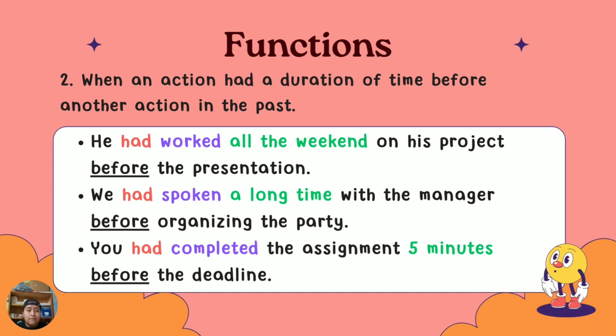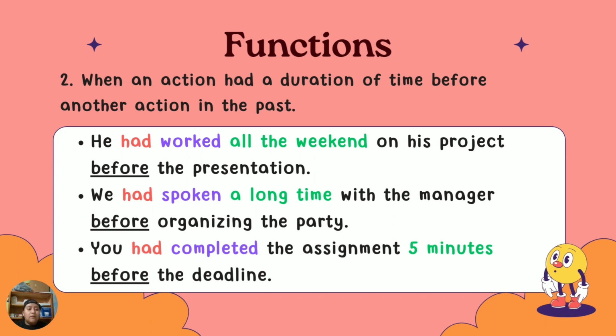his project. He is the subject, had is the auxiliary verb, and the main verb in past participle, worked, and the complements. Next example, we had spoken a long time with the manager before organizing the party. We organized the party, but before it, we had spoken a long time with the manager. We is the subject, had the auxiliary verb, and spoken the main verb in past participle, and then the complements.